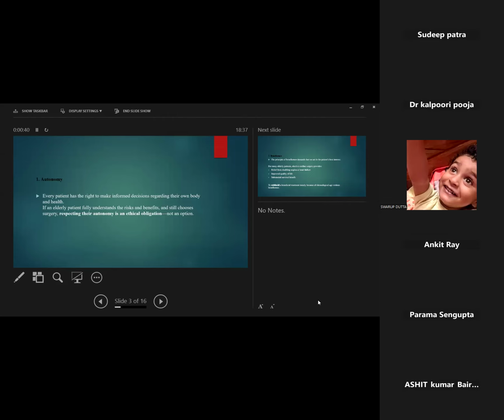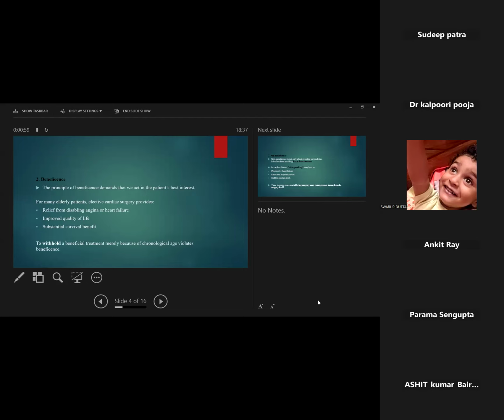Autonomy: every patient has the right to make informed decisions regarding their own body and health. If an elderly patient fully understands the risks and benefits and still chooses surgery, respecting their autonomy is an ethical obligation, not an option. Beneficence: the principle of beneficence demands that we act in the patient's best interest. For many elderly patients, elective cardiac surgery provides relief from disabling angina or heart failure, improved quality of life, and substantial survival benefit. To withhold a beneficial treatment merely because of chronological age violates beneficence.